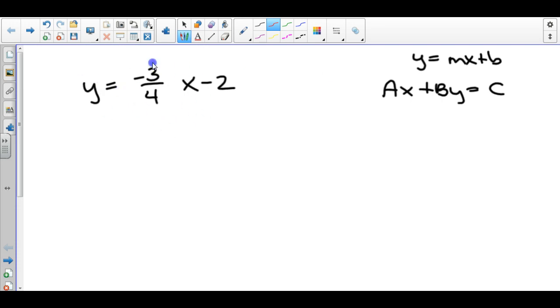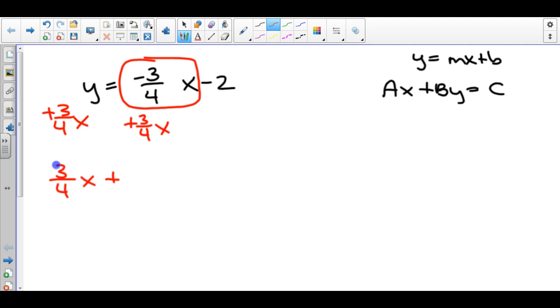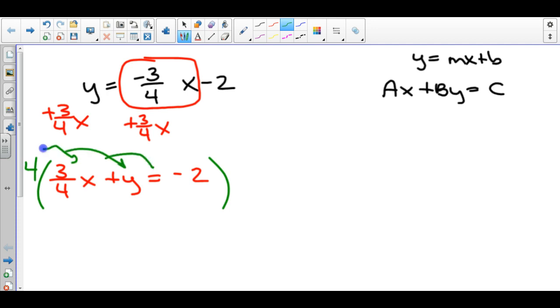So the first thing we want to do is get this whole chunk to the other side. Again, we want our variables on the same side, so I'm going to add 3/4 x to both sides. So now the left side of my equation says 3/4 x plus one of those y's equals, and I have -2 on the right hand side. Now again, I have my variables on the left side, but I don't want that fraction there in the denominator. So what I'm going to do is multiply everything by 4.